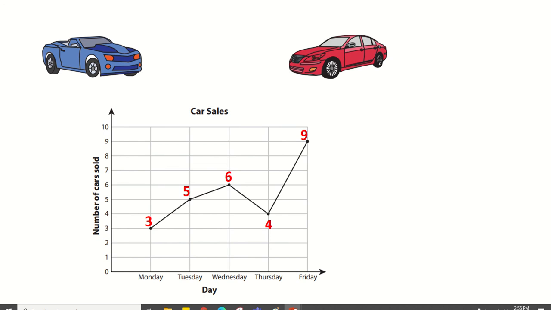Well, let's answer some questions about this line graph. What day of the week sold the most cars? If you guessed Friday, you're correct. Friday sold 9 cars. That's the most cars out of all the other days of the week.